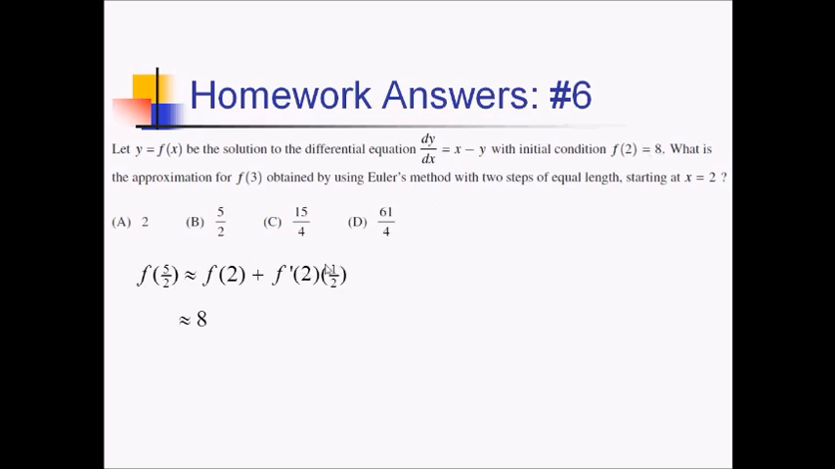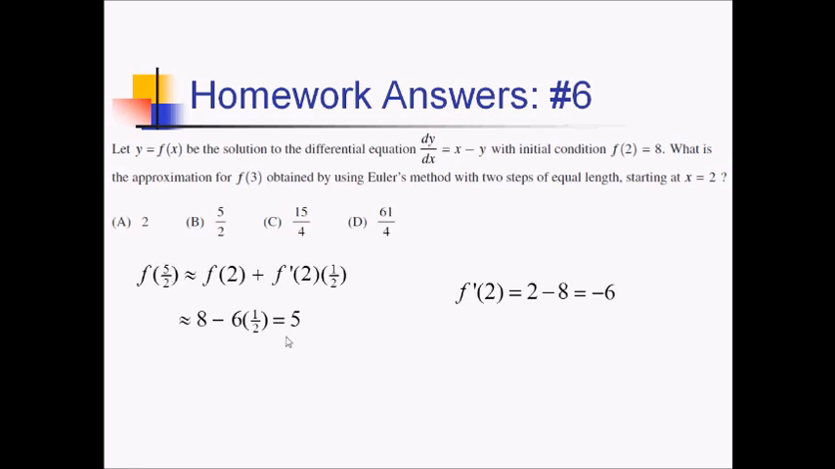To find f prime of 2, we need to plug 2 into this differential equation, which means we also have to plug in the y value that goes with it, which is 8. So this is going to be 2 minus 8 for f prime of 2. That's negative 6. So over here now I've got minus 6 times 1/2. So we've got essentially 8 minus 3, which comes out to 5. So that's our approximation for f of 2.5.